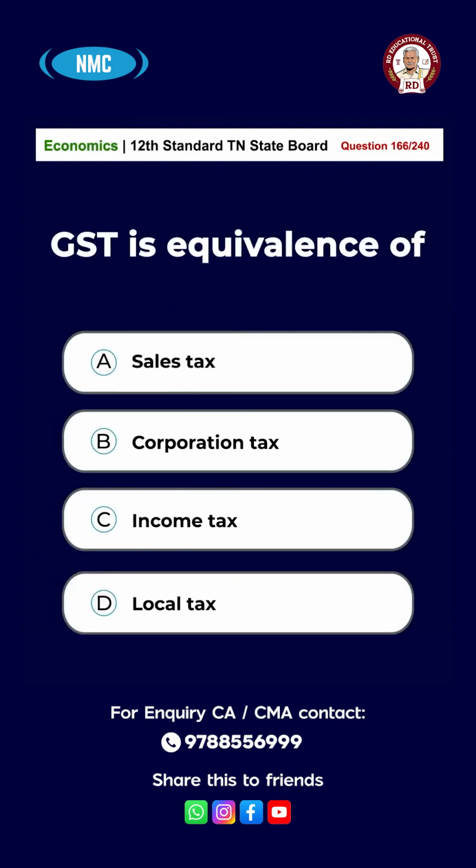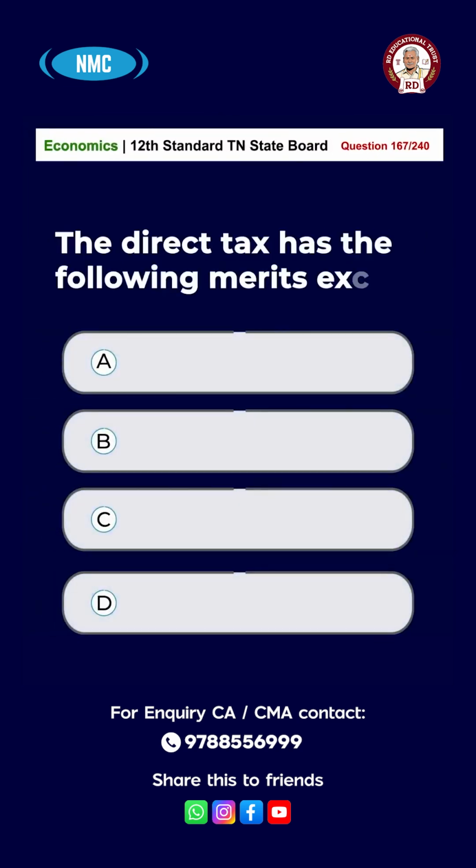Question number 166. GST is the equivalent of A. Sales tax, B. Corporation tax, C. Income tax, D. Local tax. The answer is option A. Sales tax.